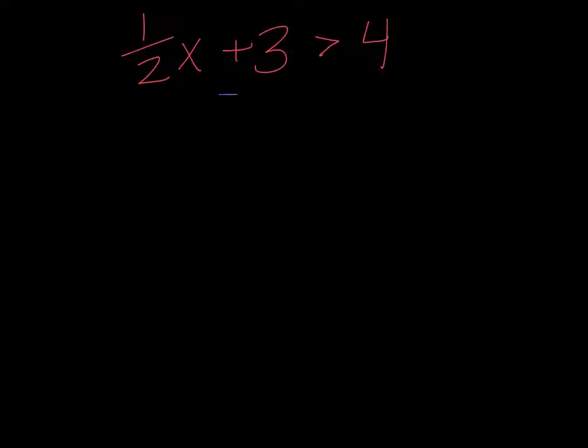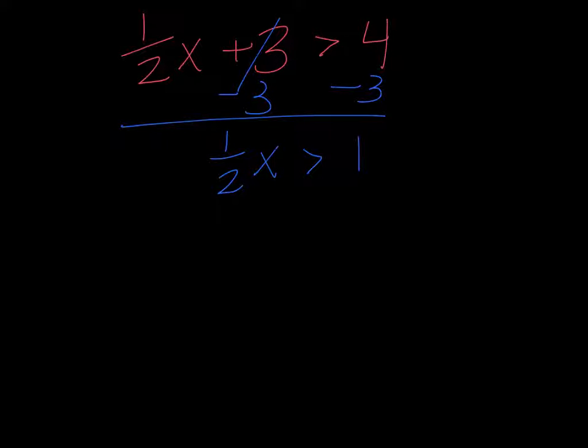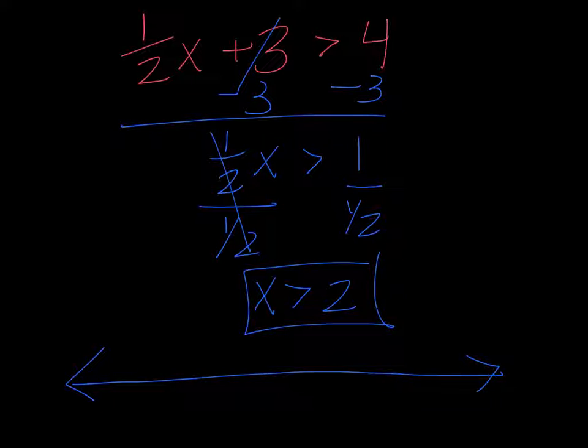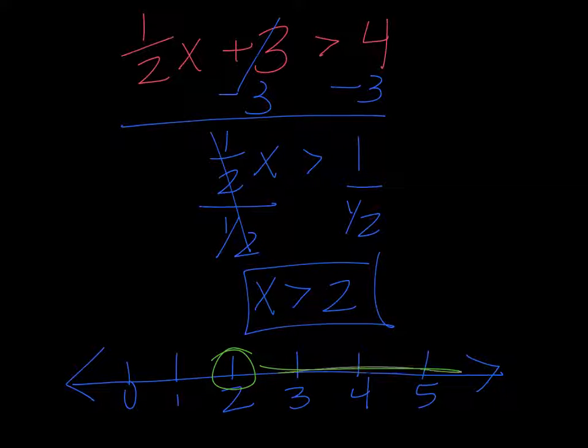So to solve this one, we would subtract 3 on both sides. So we have 1/2 x is greater than 1. Divide both sides by 1/2. And x is greater than 2. So to graph this one, we put our number line together. And we're going to use an open circle on 2. And since x is greater than 2, we're going to shade the numbers greater than 2.